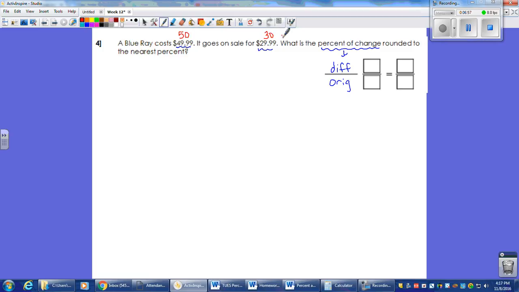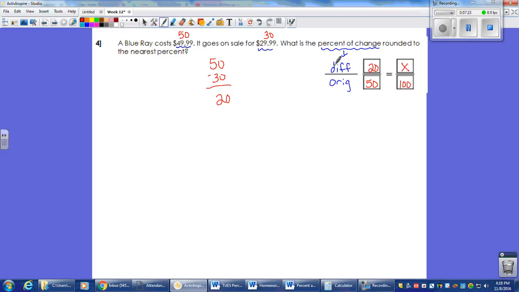We are looking for percent, and percent is always on top of 100, so X over 100. The original amount of this Blu-ray was $50, and we need to find the difference. So how much is it on sale for? So I'm going to subtract these two, and I'm going to say $50 minus $30, and it gives me 20. So this is on sale for $20 off. Well, what percent is that?